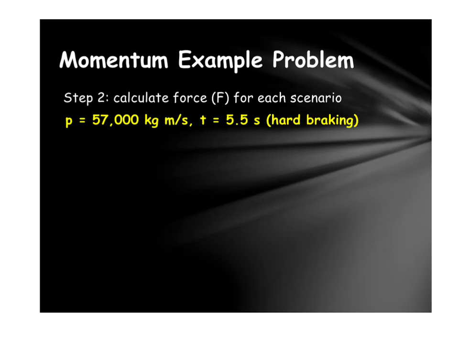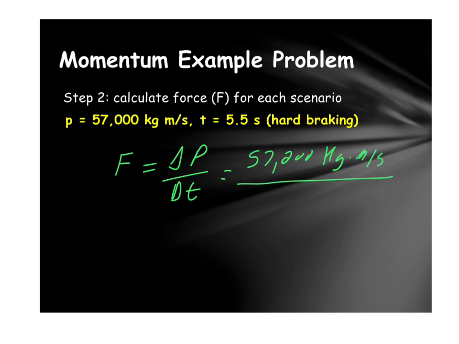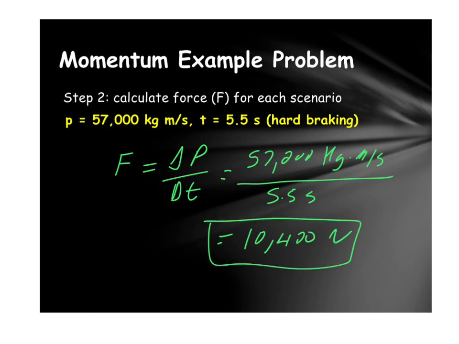All right, let's look at the second scenario, and I'm not going to rewrite the formula. So F is going to be equal to delta p over delta t. 57,200 kilograms times meters per second divided by, this time, 5.5 seconds. So our force here is going to be 10,400 newtons. Greater force, but it's only applied over 5.5 seconds to cause the same change in momentum.